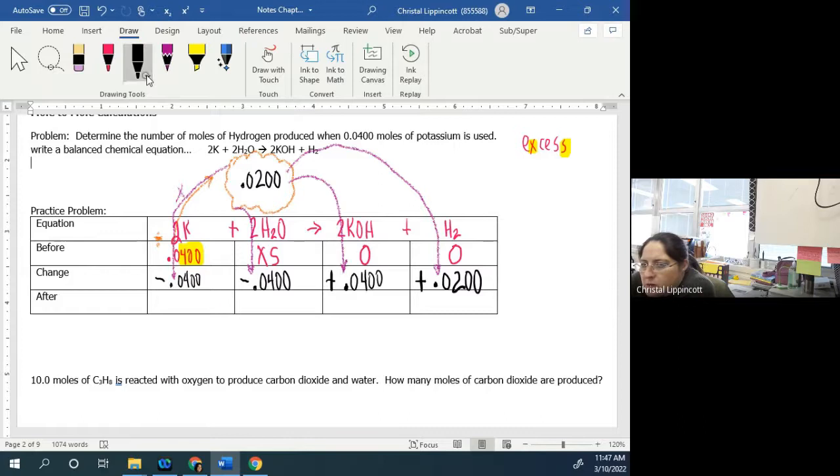That means then that I have none of this left over because this minus this is 0. This, I'm going to have some left over, but I don't know how much. So I'm just going to call that excess. Here, I will have made 0.0400, and here I will have made 0.0200. So they wanted to know how much hydrogen I was going to make, how many moles. I'm going to make 0.0200 moles of H2.